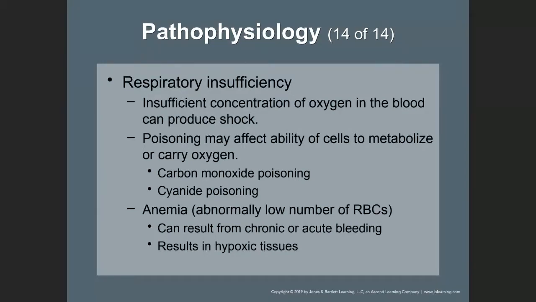And worst case would be respiratory acidosis. Poisoning may affect the ability of cells to metabolize or carry oxygen, and that would include poisoning like carbon monoxide or cyanide poisoning, which interferes with how oxygen binds to the red blood cells. Anemia, or abnormally low number of RBCs, can result from chronic or acute bleeding and results in hypoxic tissues.